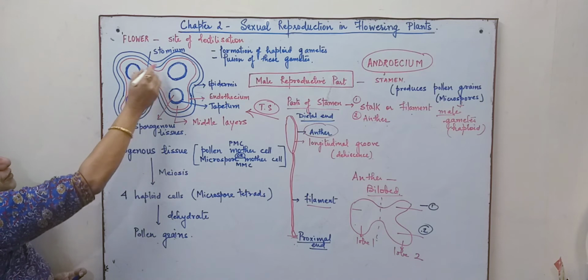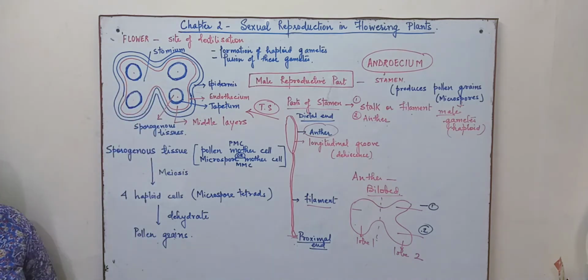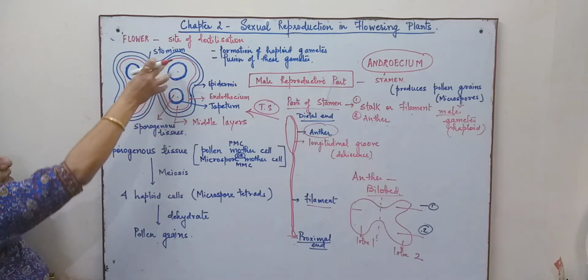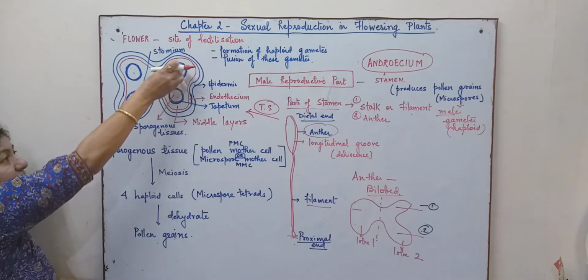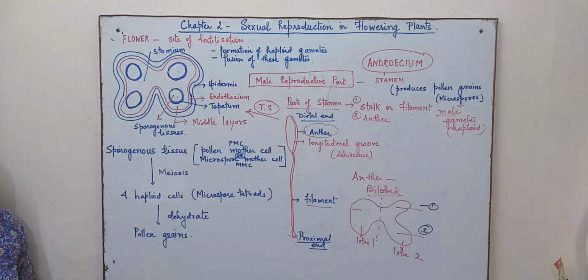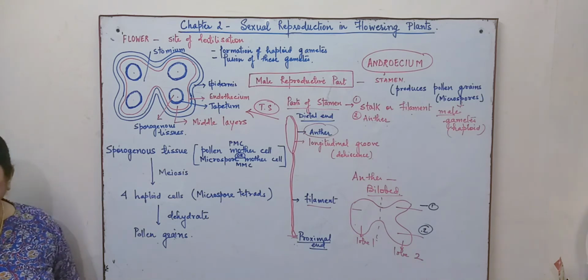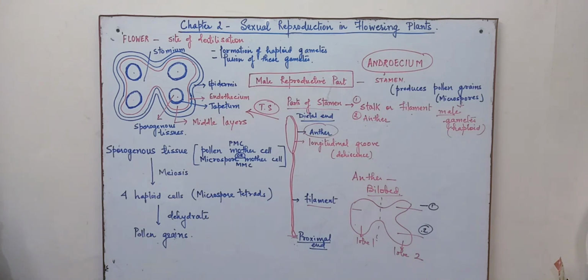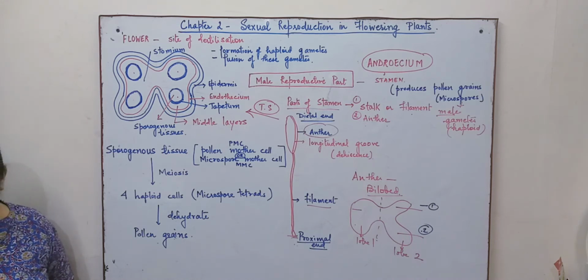So here are the 4 microsporangia which are present within the pollen sac, and these are actually the sites where the formation of the pollen grains will be taking place. Now let us talk about the detailed structure of the microsporangium.